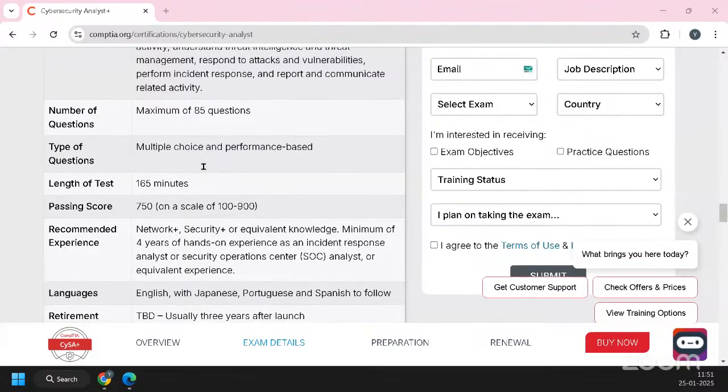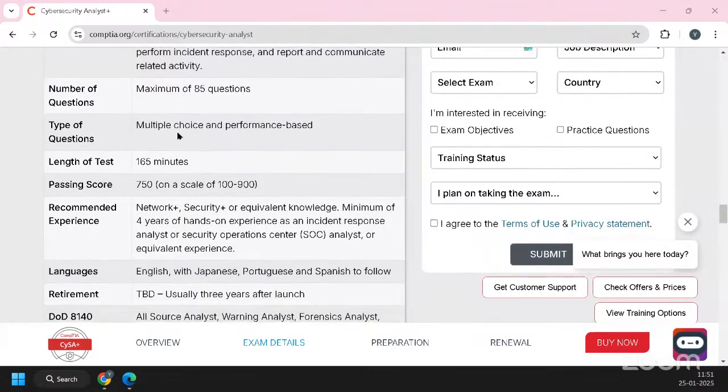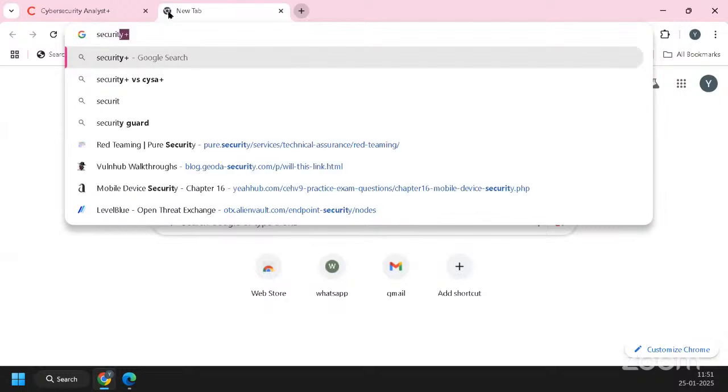Now, along with that, if you look into the types of questions, they are saying that we have multiple choice questions as well as performance-based questions. So let me show you how a performance-based question will look like.